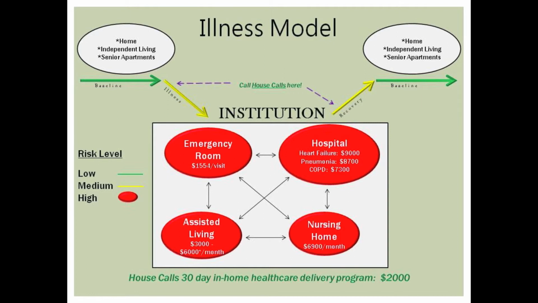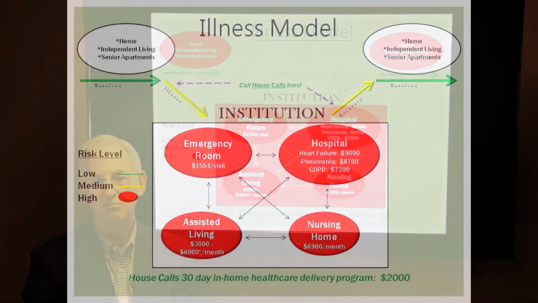And if they're too weak to recover from their illness back home, or don't have enough support at home to meet all their needs, they may not be able to go back home, and instead have to go to an assisted living facility or even a nursing home.